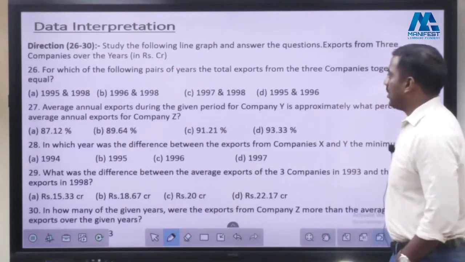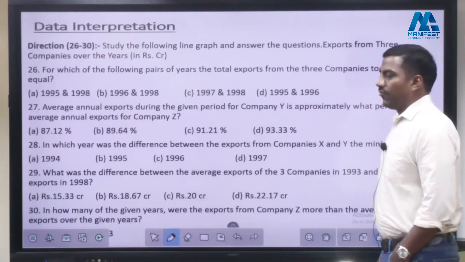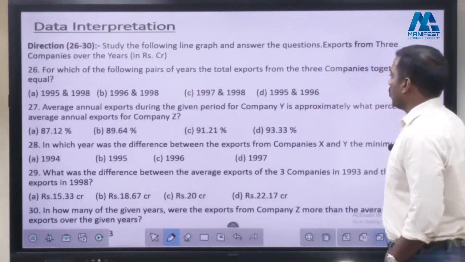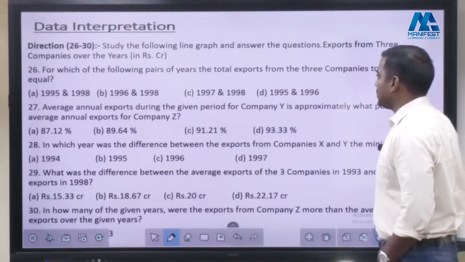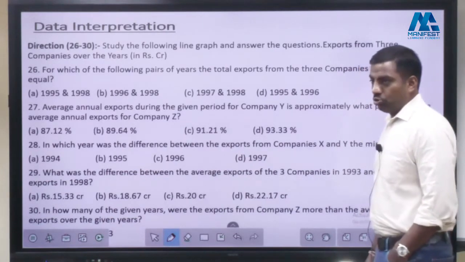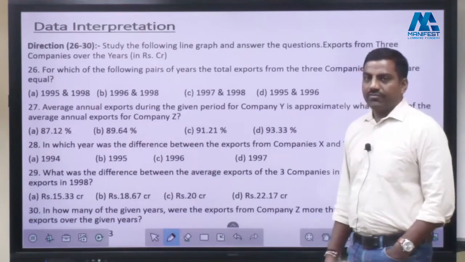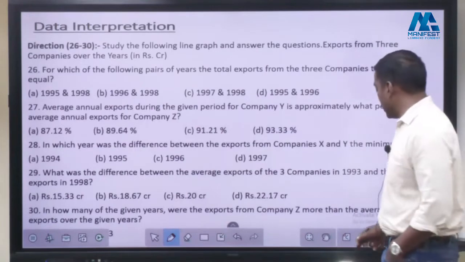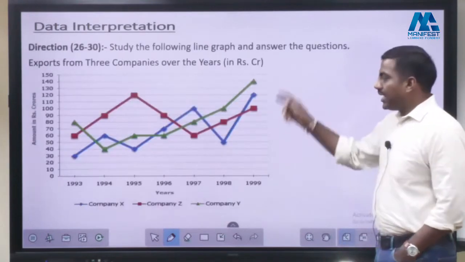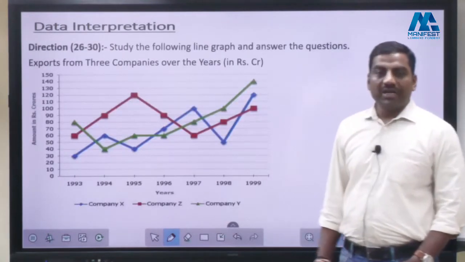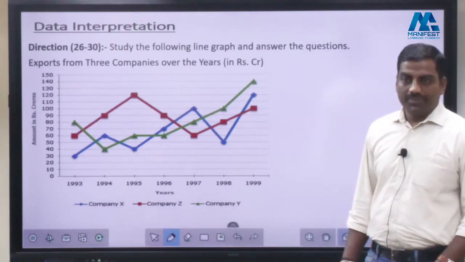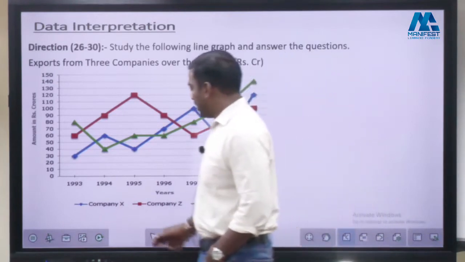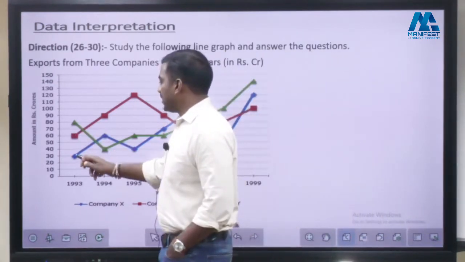For which of the following pairs of years, 2 years you have to consider, are the total exports from the three companies together equal? For 2 different years, the total export from all these three companies is equal. Just by looking at the chart, you cannot get this because you have to get the sum across these years. So what is the sum here? 80 plus 60 plus 30.